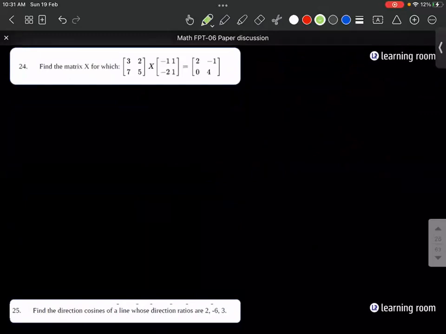So find the matrix X. Can you guys tell me? Can we be a little quick? We are wasting time on simple problems. Can you guys have a good interaction and make it fast? Tell me.